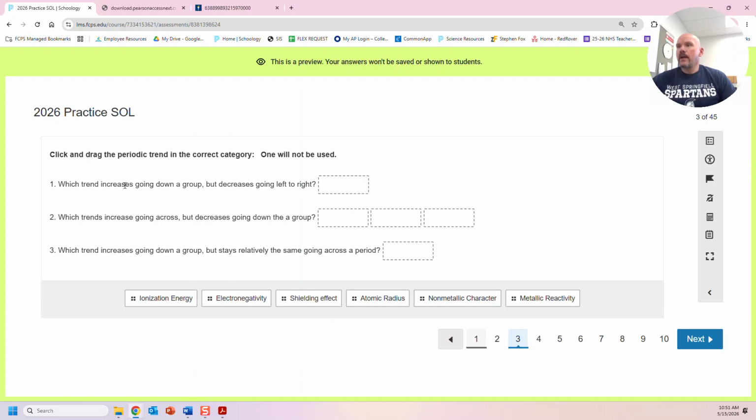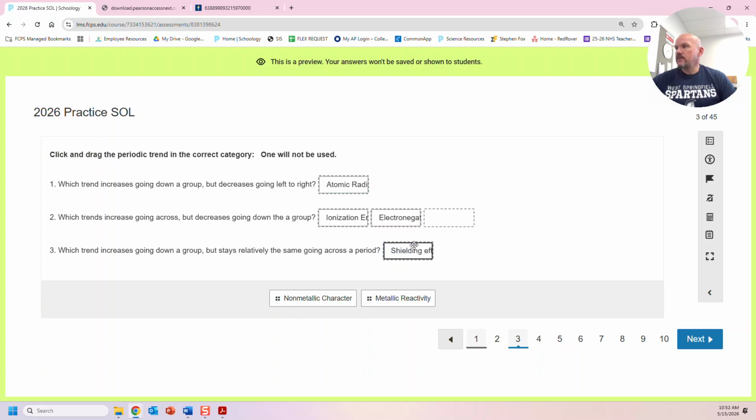All right, so which trend increases going down? Well, we know that's radius, and it decreases going left to right, right? That's snowman, so that's atomic radius. So which trends increase going across but decrease going down? So opposite the radius trend, that's going to be ionization energy, electronegativity, okay? Now there's a third one here, and we'll talk about it, but then which trend increases going down but stays relatively the same, that's shielding effect. So if they ask what has the greatest shielding, you're just further down on the periodic table. That's what you're looking for.